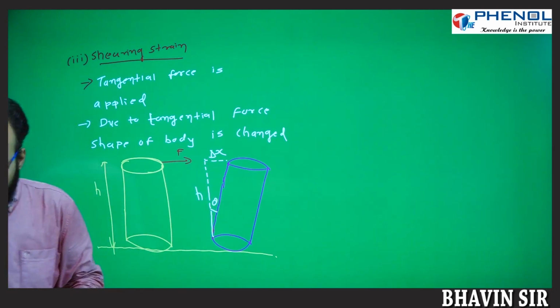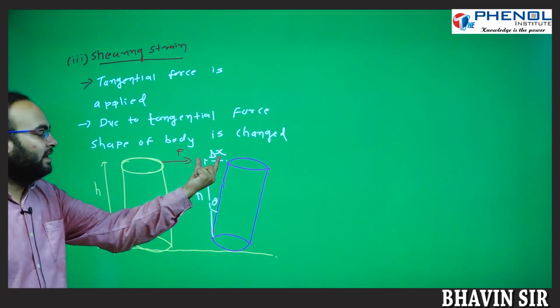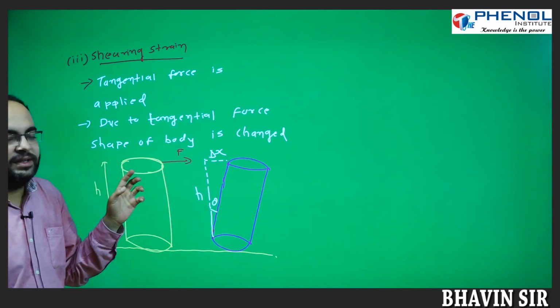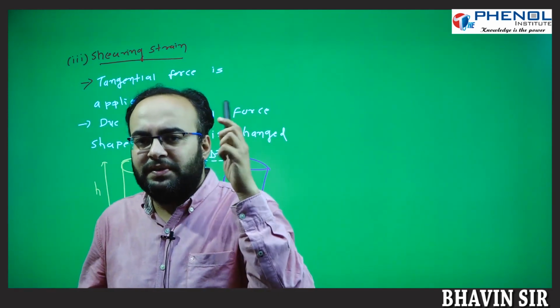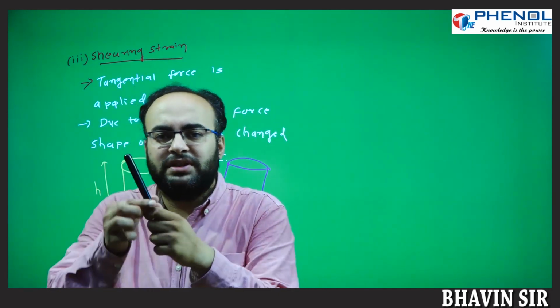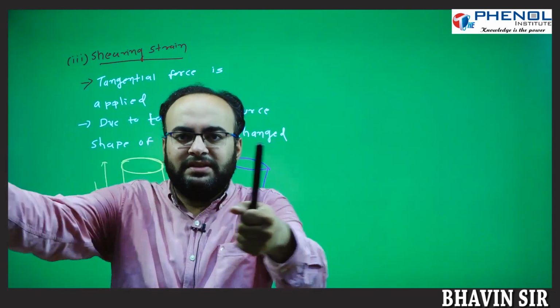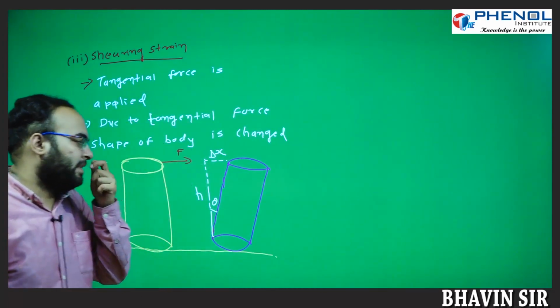When we apply the tangential force, its shape is changed. So see, what is the displacement? See here, delta x. Because we apply the tangential force, as in the example, suppose this is a pen. If this end is fixed here and we apply the force in that direction, tangential, it is bent. So its shape is changed. Same here, shape is changed.